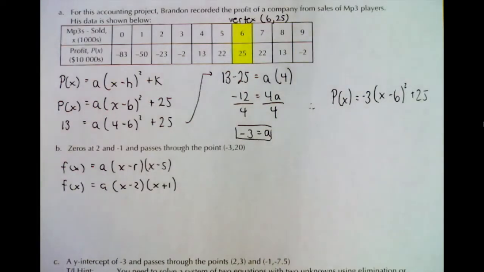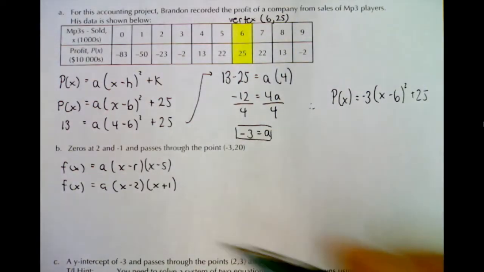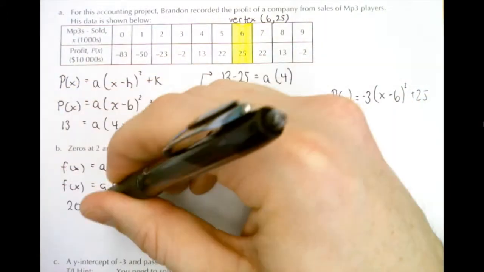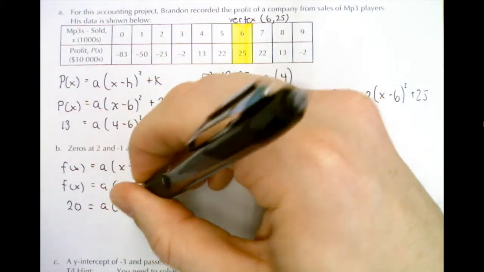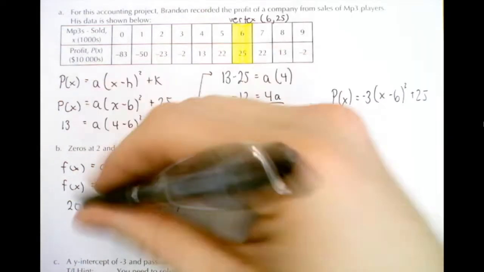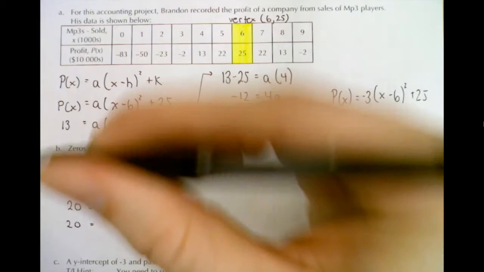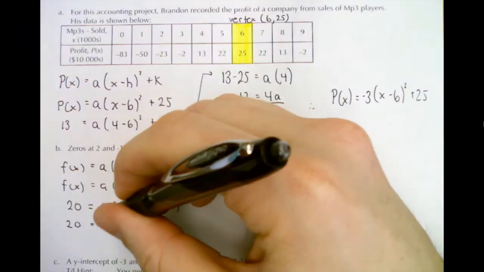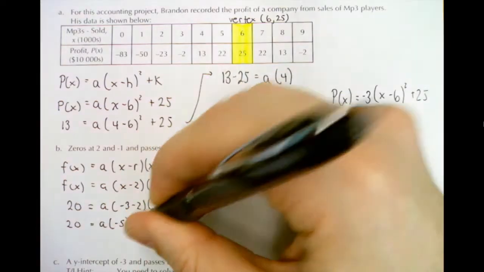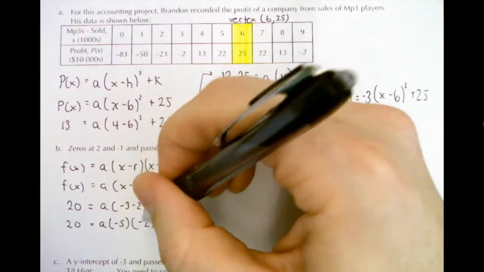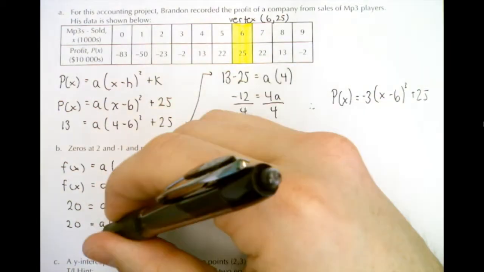And now I'm going to substitute my point. (-3, 20), so 20 for f of x, and negative 3 for x. You substitute the negative 3 in both brackets. And now we got to do a little bit of math here. Negative 3 minus 2 is negative 5. Negative 3 plus 1 is negative 2. Negative 5 times negative 2 is 10.